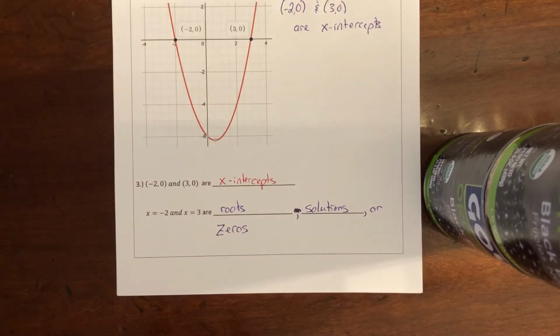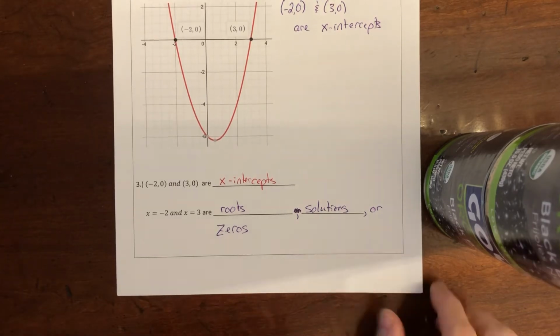So those are just the different ways we can write it. Those are a couple ways that we can solve these by graphing. When they ask us to graph these things, we're looking for the x-intercepts, and we can call them a couple different ways.